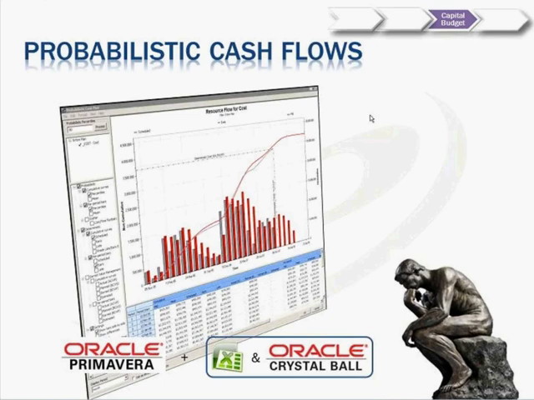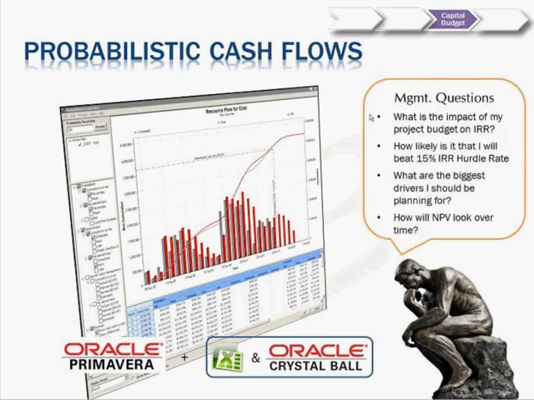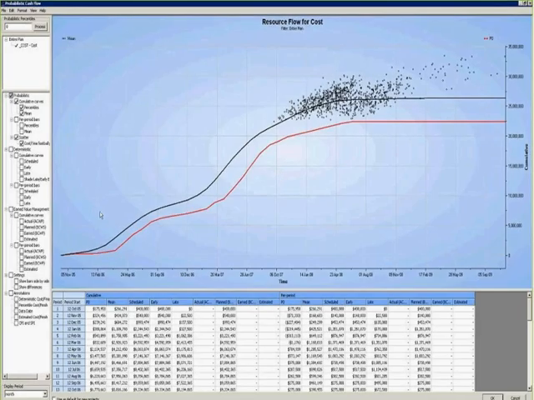So the more you put into your plan, the richer the analysis you'll get out of PRA. Some of the questions management might be wondering about are: what is the impact of my project budget on internal rate of return? How likely is it that I'll make my 15% hurdle rate? What are the biggest drivers I should be planning for? How will my NPV look over time? Some of these questions are answered by PRA, and some of them are a little easier to answer with PRA and Crystal Ball, because you want to look at them in Excel because of all the financial capability. So let's see how this translates.